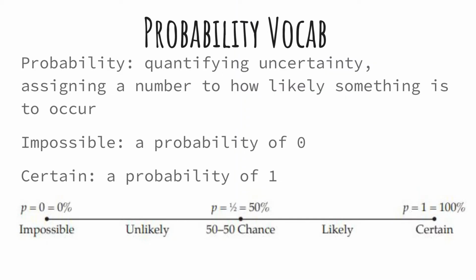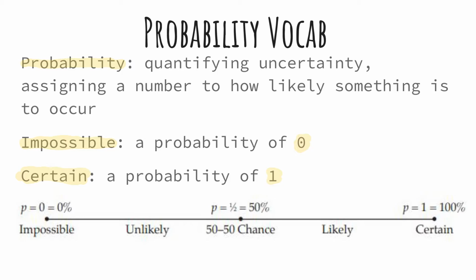So here are some vocabulary words that you need to be able to identify. Probability. Probability is just quantifying uncertainty. It is assigning a number to how likely something is to occur. If the probability of something happening is impossible, then that will be a probability of 0. If it is a certain probability, then that's going to be a probability of 1. So all probability is going to be on a range from 0 to 1.